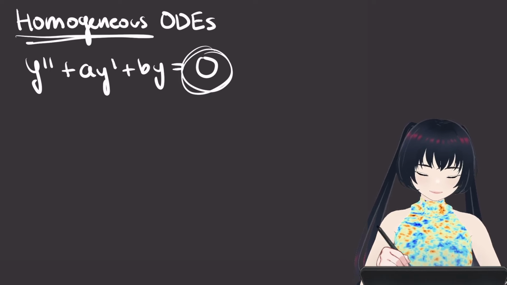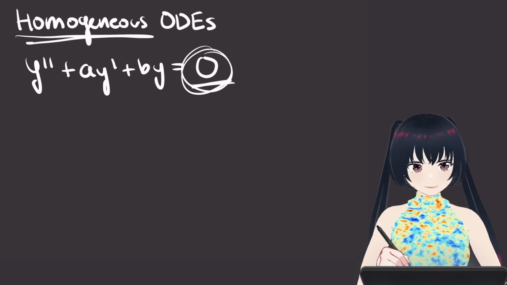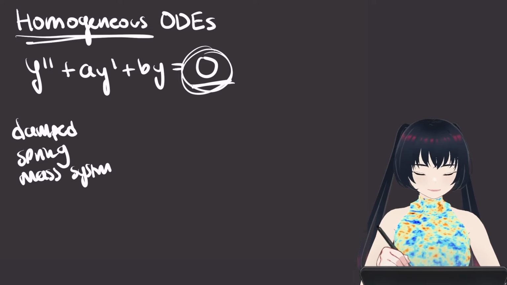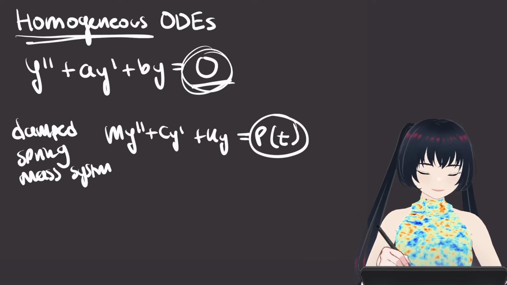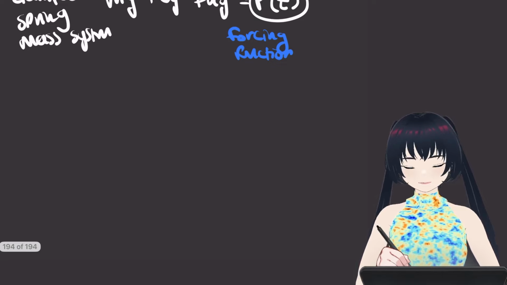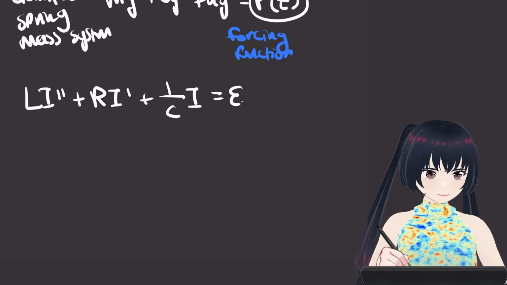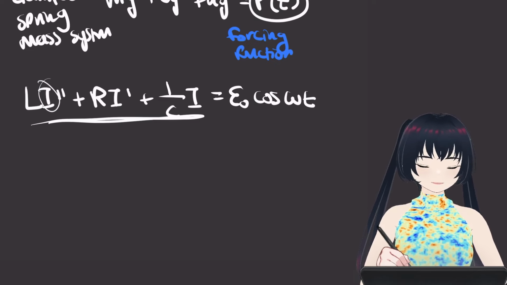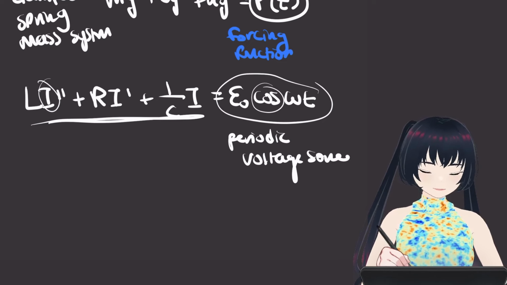Now, in most cases of physics, this isn't necessarily true because there could actually be another function here that's dependent on time. For instance, the equation for a damped spring mass system can be described as my double prime plus cy prime plus ky is equal to p of t. And this is also known as the forcing function. In fact, there's actually a lot of different examples of this forcing function coming into play. You may have also encountered, if you're in electronics, an equation that looks something like this. What's going on here is that it's solving for the current i of a circuit with RLC components when dealing with a periodic voltage source, which we see here as the cosine dependent on time.